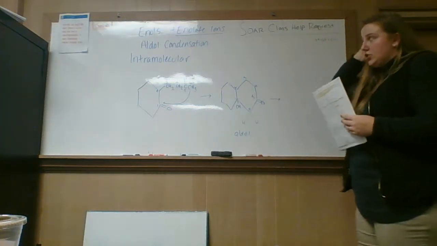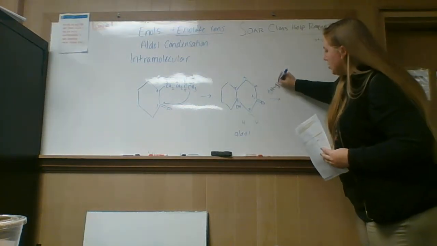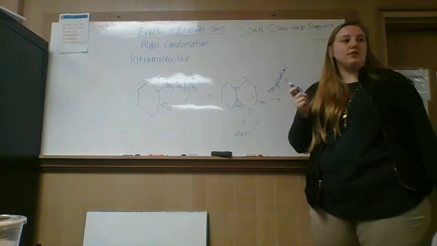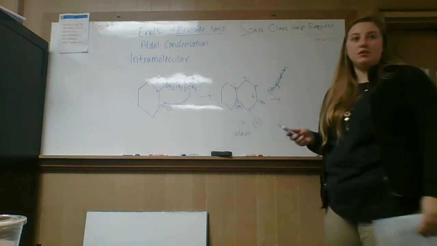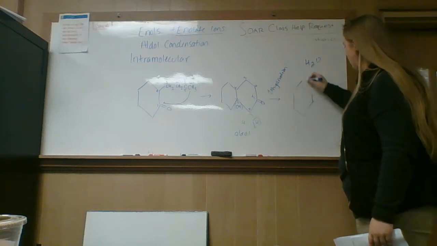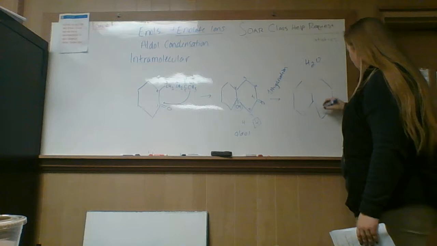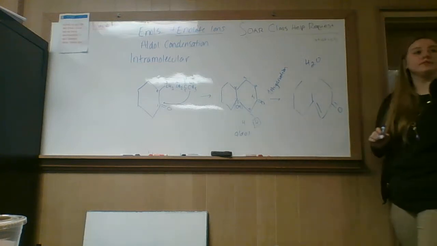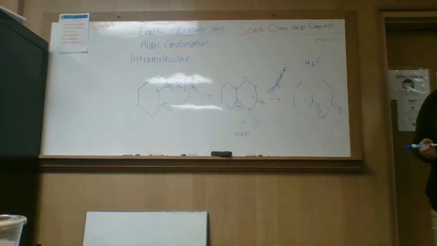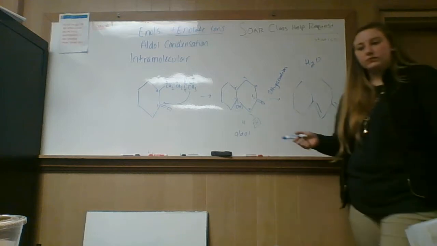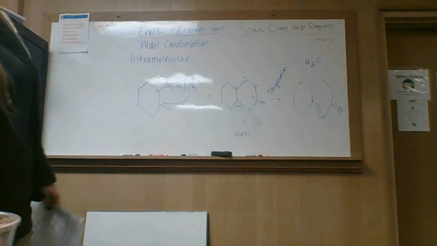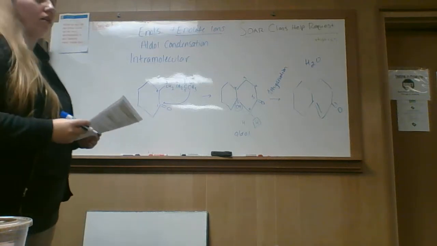Okay, in aldol condensation, once it's formed, we run dehydration. So we're going to pull off this OH group, and we're going to pull off one of these hydrogens. That's going to form water, and the leftover is going to look like this. Somebody name the functional group here. Enone. Anybody agree?